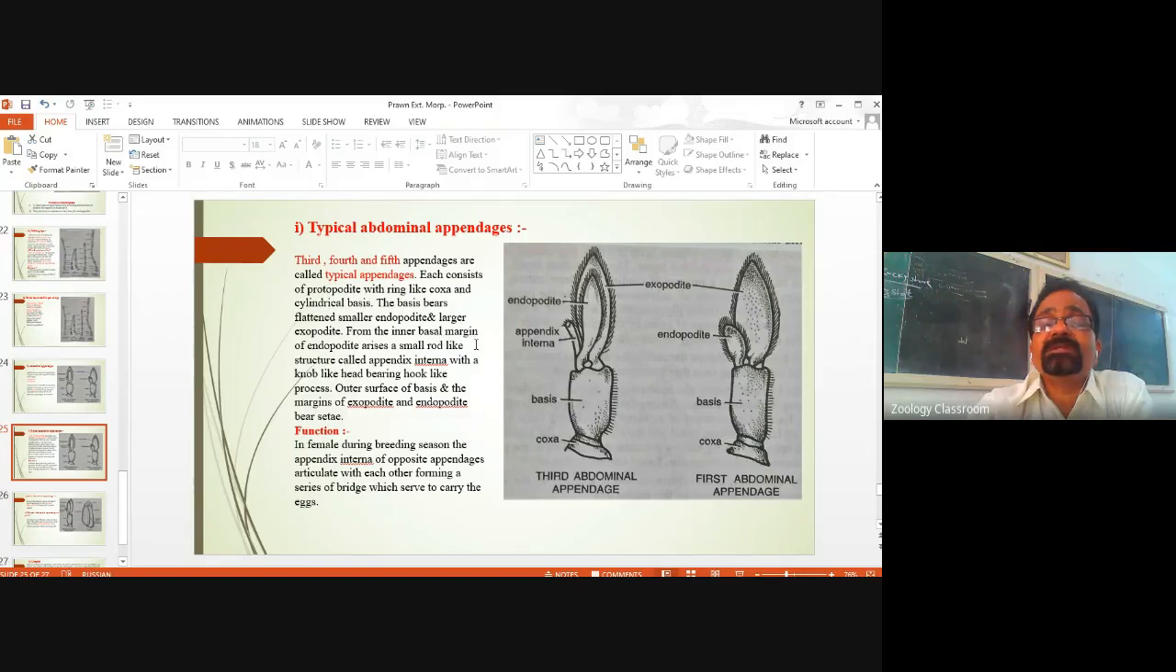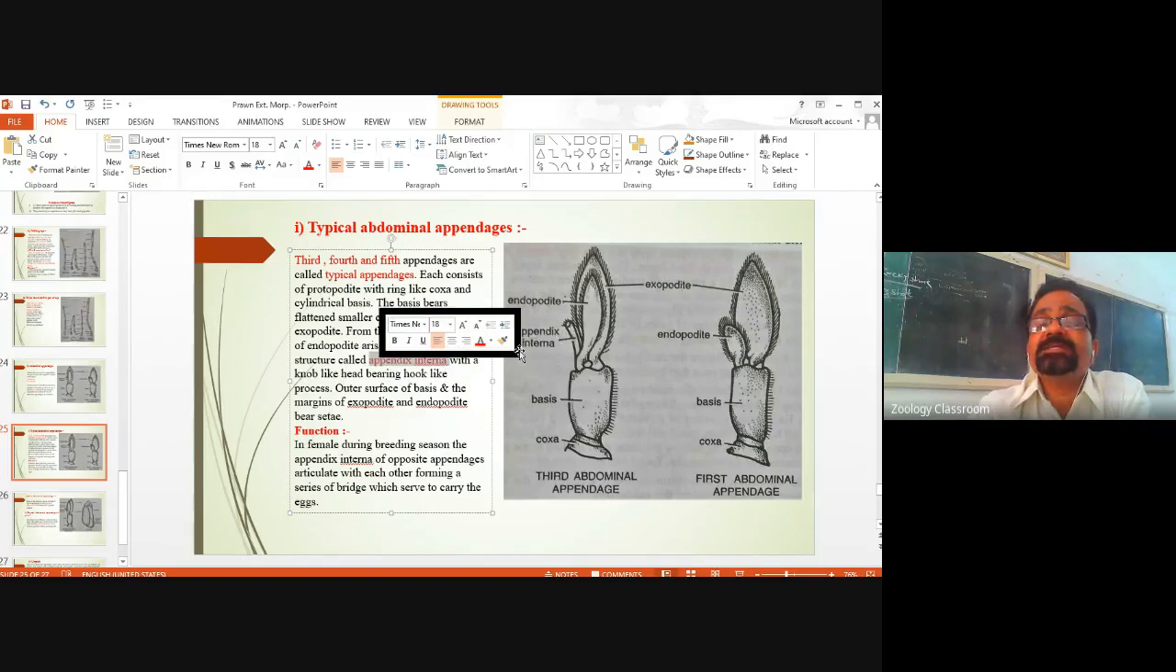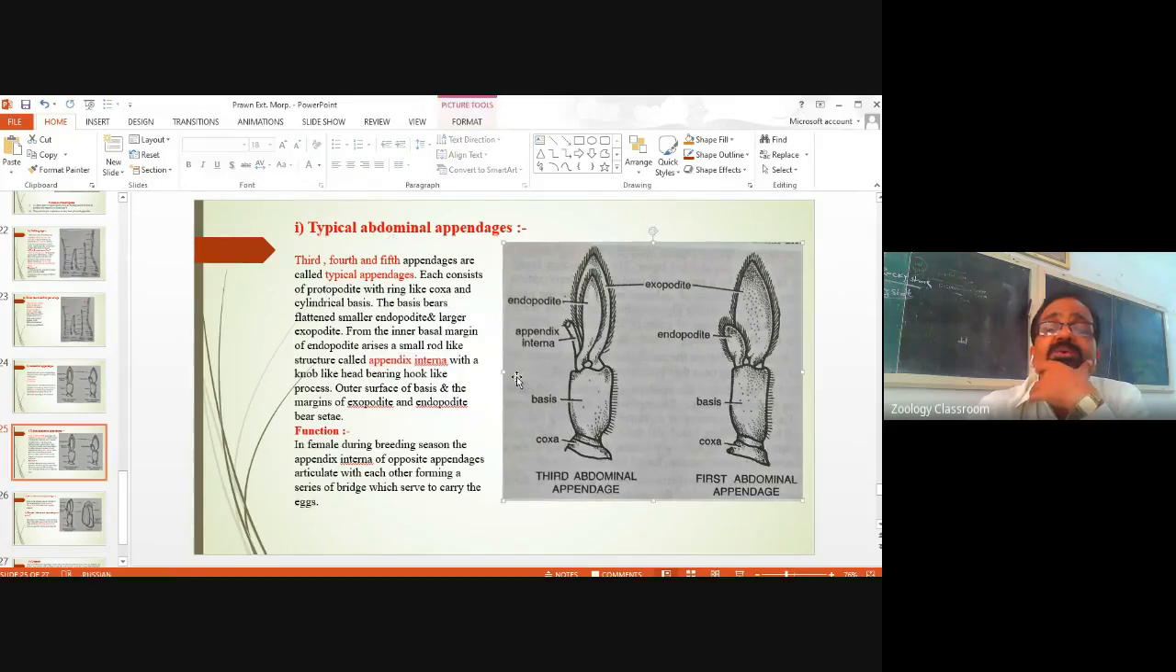From the basal margin of the endopodite arises small rod-like structure called as appendix interna. कुठून ओरिजिनेट त्याचं, इनर बेसल मार्जिन ऑफ एंडोपोडाइट, आतल्या बाजूला असं आहे तिचं विथ नॉब लाईक हेड, इथं पांढरा टिपका दिसतोय, नॉब लाईक हेड बिअरिंग हुक लाईक प्रोसेस. इथं हुक लाईक प्रोसेसेस आहेत outer surface of basis and the margin of the exopodite and endopodite, जे हे दात्रे दिसते.